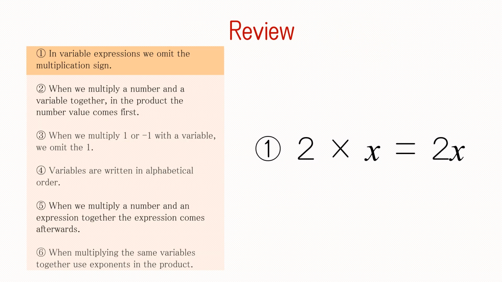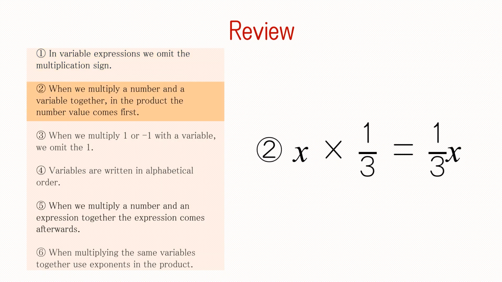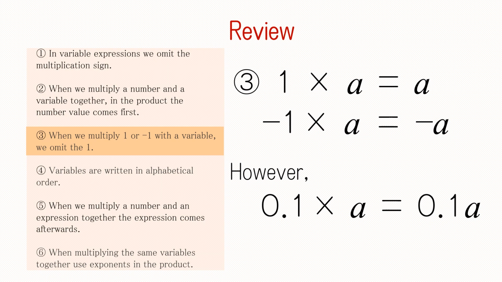Finally, let's review what we have learned. In variable expressions, we omit the multiplication sign. When we multiply a number and a variable together, in the product, the number value comes first. When we multiply 1 or negative 1 with a variable, we omit the 1.